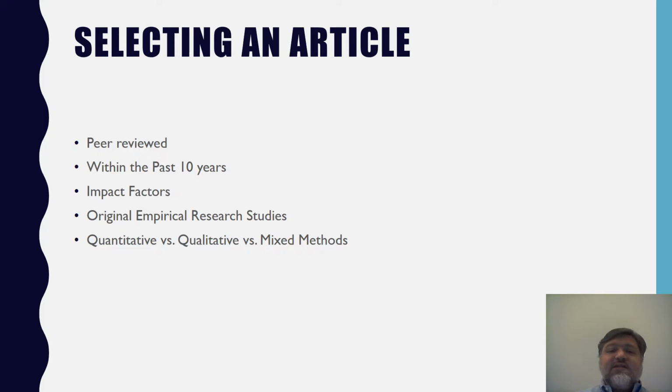Another thing to consider when selecting an article is the impact factor. Most articles and most journals have an impact factor related to the journal that it is published in. The impact factor lets you know how widely used that journal is within the field, how many times it has been cited in other peer-reviewed articles, and the impact that that journal has on the field for which it is providing research.